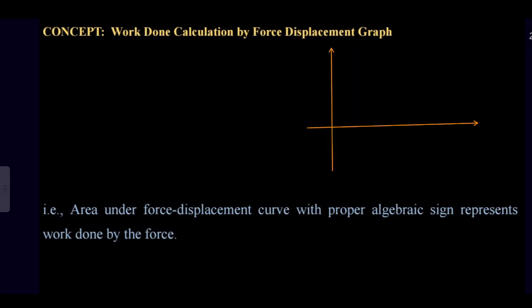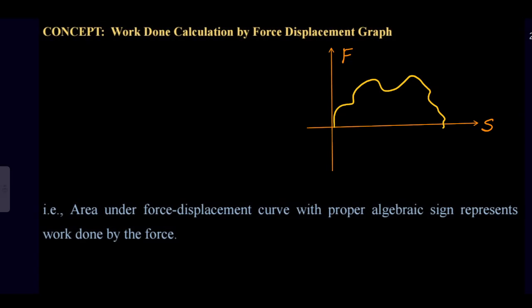They have given the displacement. Let us say I am calling this as s, the displacement, and F is the force. They might give some graph, a random shape graph. So in those cases, what do we need to do here? We need to calculate the work done.